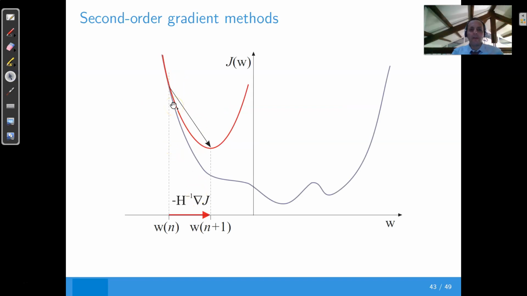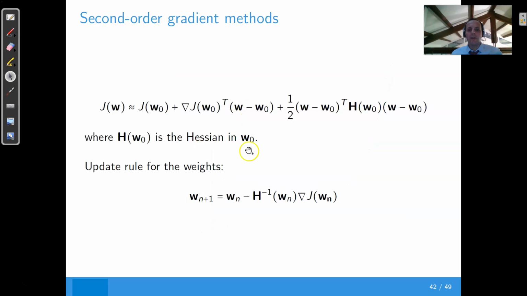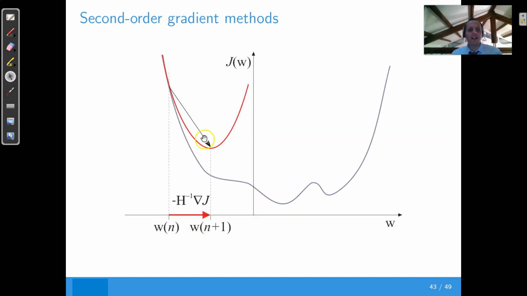So in this picture, when you are also considering the factor which includes the second derivative, the Hessian, it means that the update of your weights can be improved. In fact, the step increases. So it's why normally the second order gradient methods also improve the updates of your algorithm.